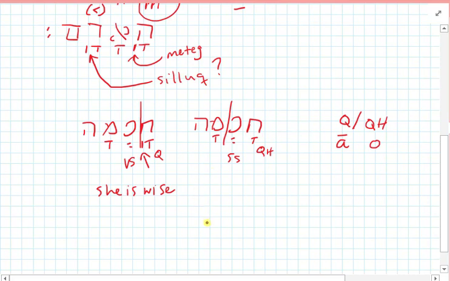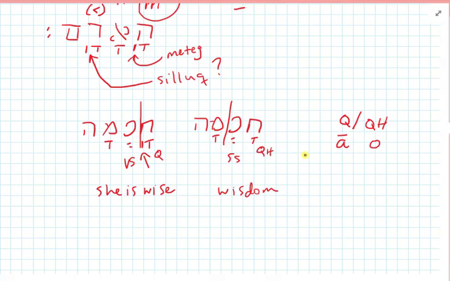Say that to me. Hok, ma. Okay, the accent's on the ma, right? On both. Hakama and hok, ma. And this is the noun wisdom. They're related, right? They're both related words, but they're not the same word. One's a verb, one is a noun. Okay? So metheg will help us disambiguate long vowels from short vowels when they are ambiguous.